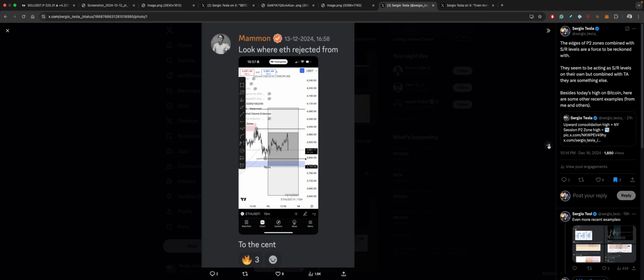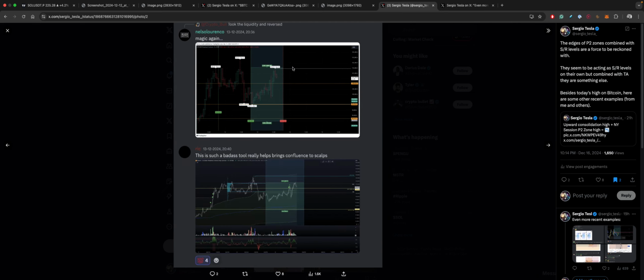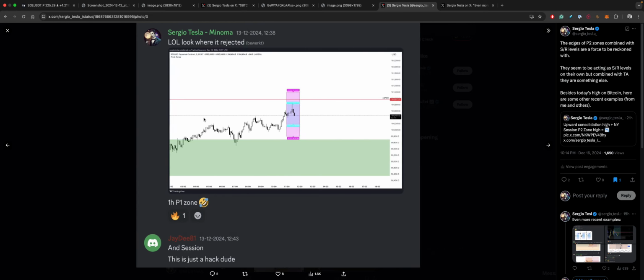Okay, so here are some examples from other members as well for support resistance. Here, look at where ETH rejected from, to the dollar, on the daily. Magic again, tapped right at the high there, or well, pretty much exhausted. Here, this is such a badass tool, it really helps bring confluence to scalp. Rejected there from the high of the P1 zone.